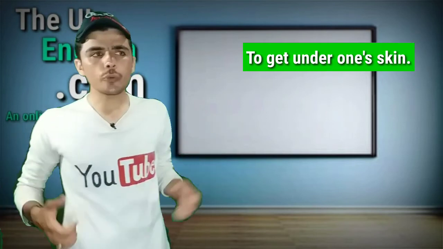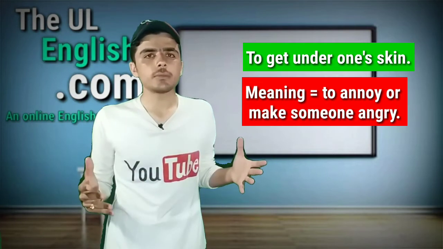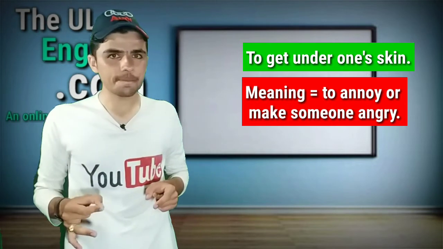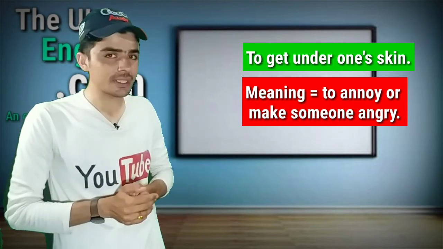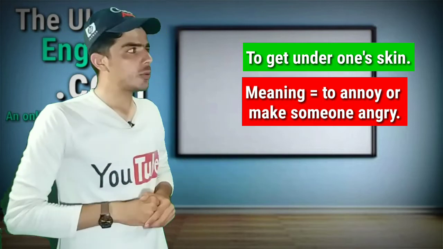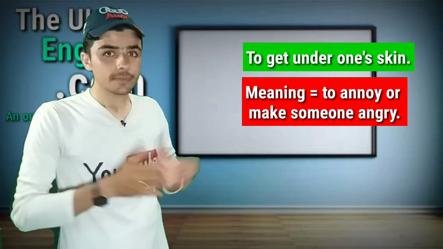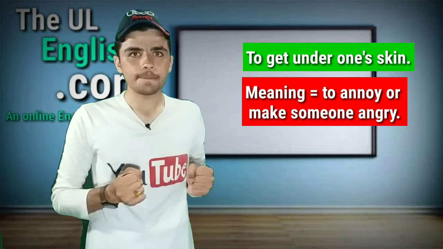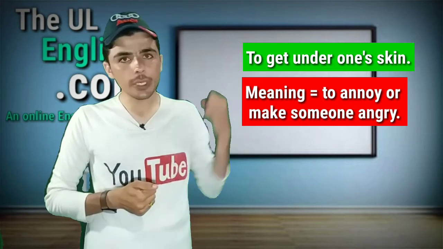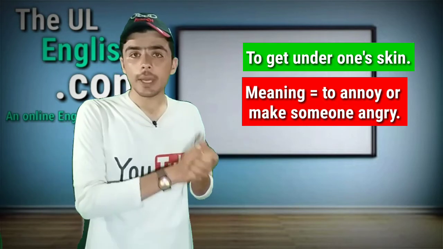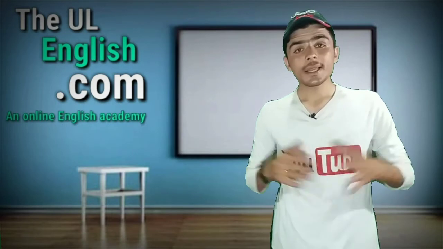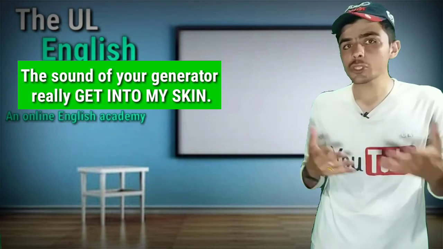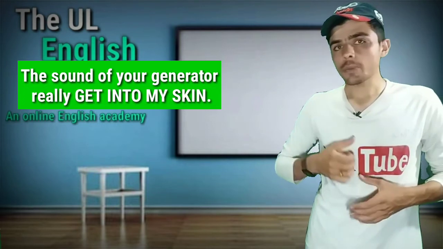If someone makes you really annoyed, bored or angry, you can say that this thing is getting under my skin. So I hope you got the meaning of this expression. It means when someone annoys you or makes you angry. For example, these children really get under my skin. This means that these children really annoy me or make me angry. Another example: the sound of your generator gets under my skin. This means that the sound of your generator makes me annoyed, angry or bored.